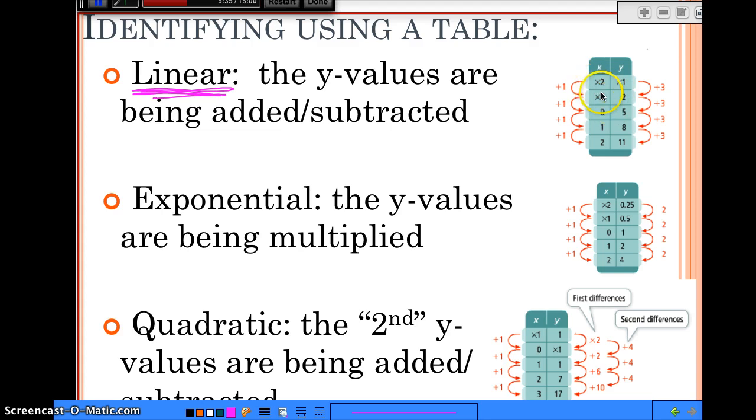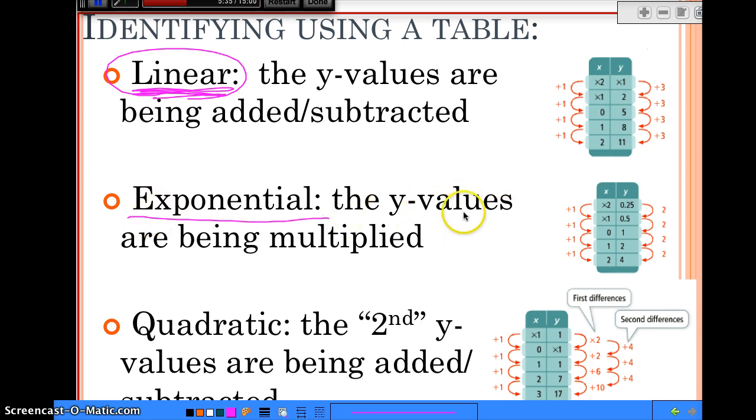this is supposed to be a negative. Those x's are supposed to be negative. I think the font is wrong with it, but -2, -1, 0, 1, 2, they're going up by 1s. And if you notice, the y values are going up by 3s. -1 to 2 is 3, 2 plus 3 is 5, 5 plus 3 is 8, 8 plus 3 is 11. Because these are both going up consistently by the same number, that means that it's going to be linear. That's how you decide looking at its table.